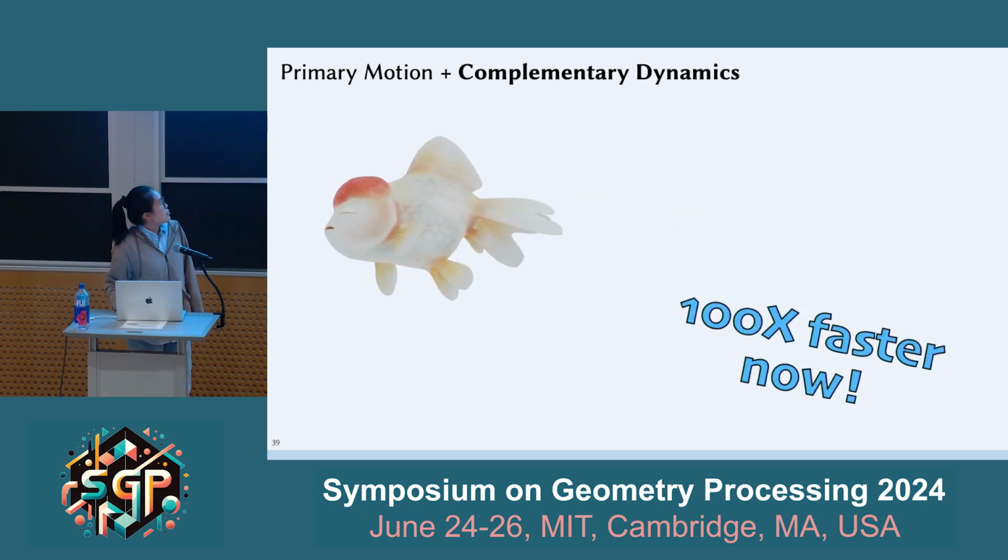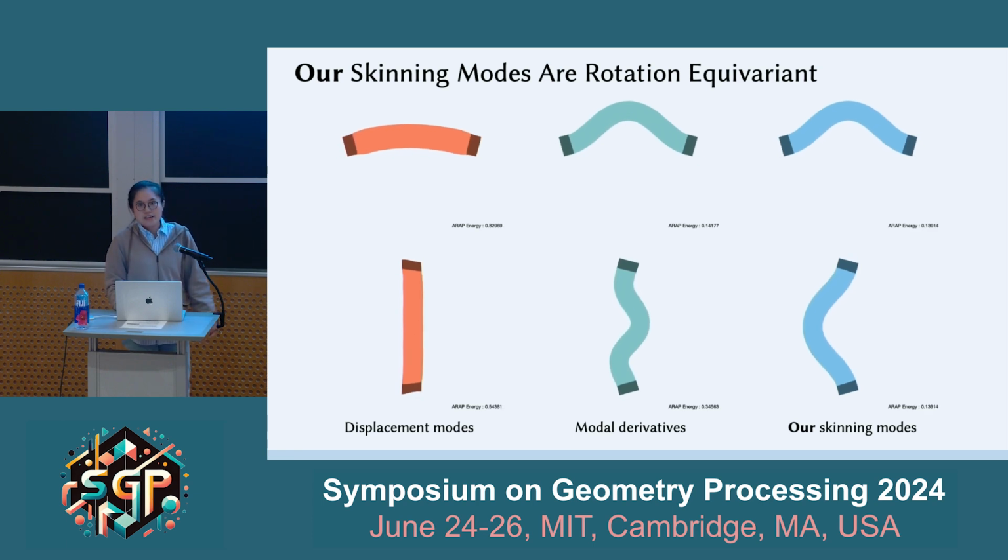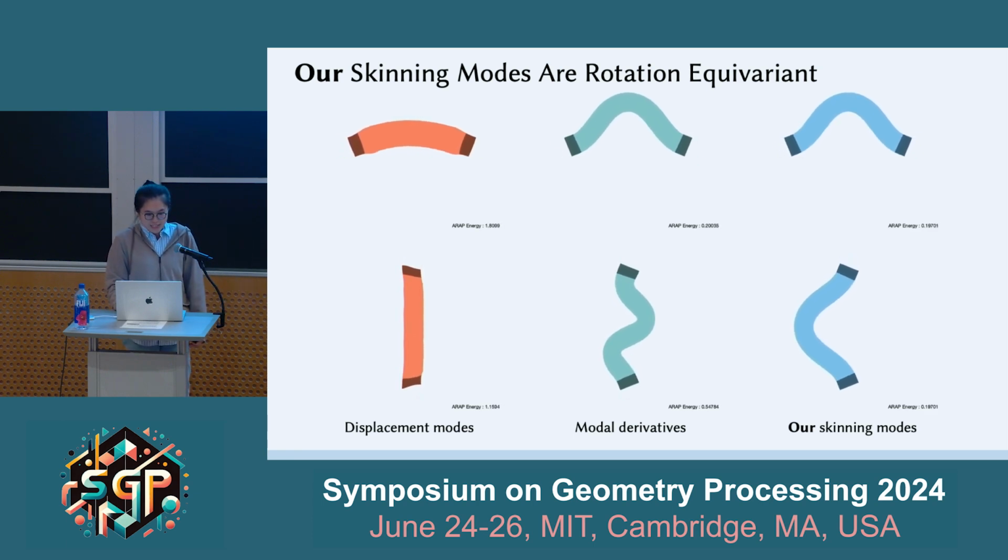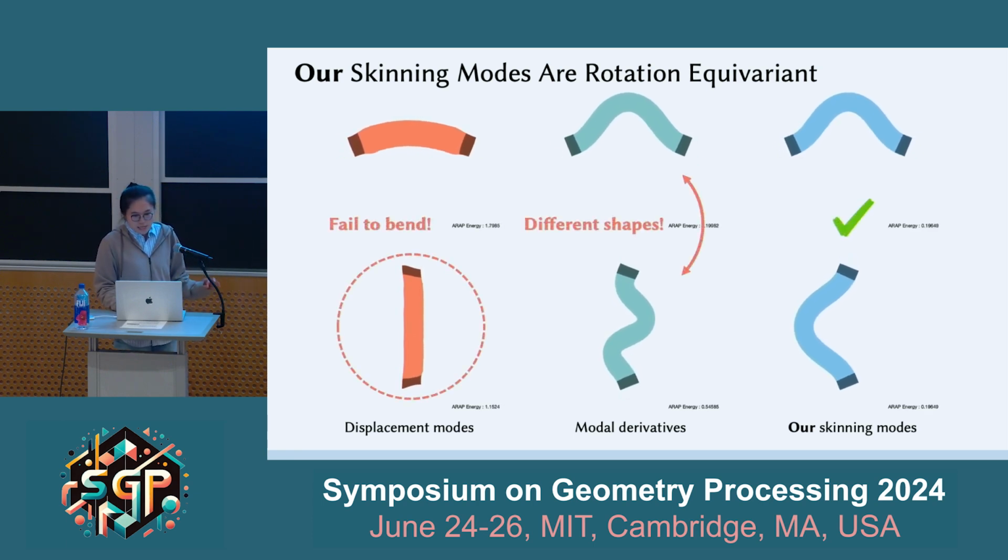And now with this new fast version, it's already like 100 times faster. And also, one thing I want to highlight is that in this work, we also present a new subspace representation, which is called scaling eigenmodes. And it has some nice properties, like being rotation equivariant. I encourage you to look at the paper to learn more details.